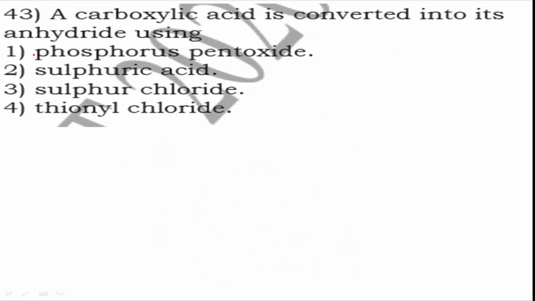Next, question number 43. A carboxylic acid is converted into its anhydride using: option 1 phosphorus pentoxide, option 2 sulfuric acid, option 3 sulfur chloride, option 4 thionyl chloride.